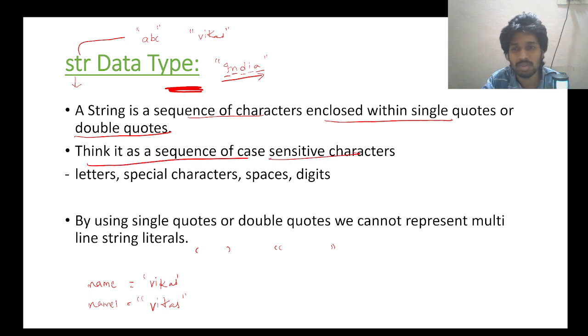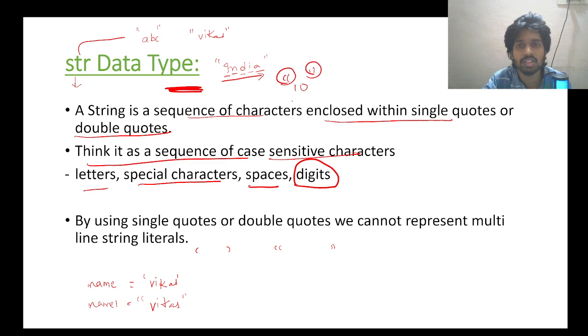The sequence of characters could be anything. It could be letters, special characters, or spaces too. Space is also considered a character. We can also represent digits as a string, something like this, 10, because we enclosed it in double quotes. The 10 is a string now, it's not an integer, because we enclosed it with the double quote character. If I do something like this, then this is a string.